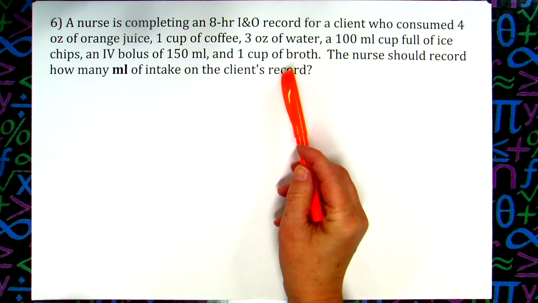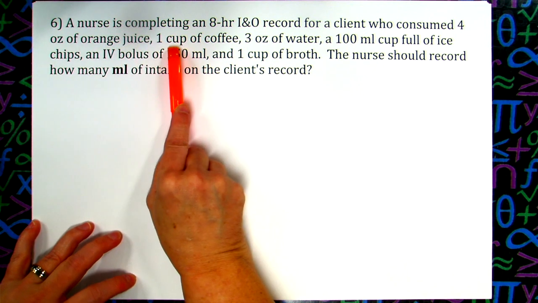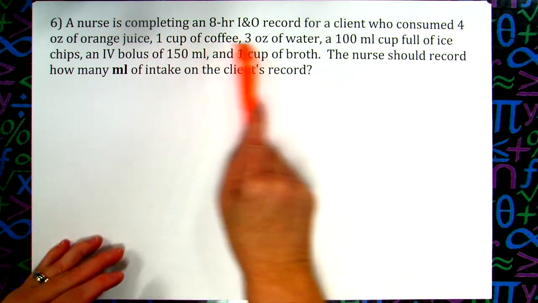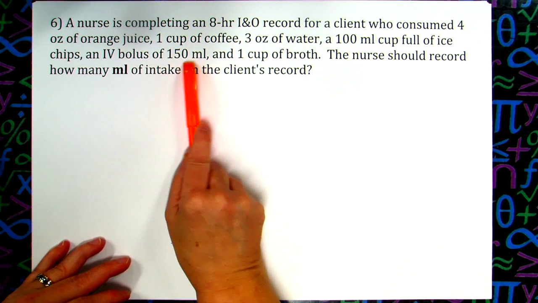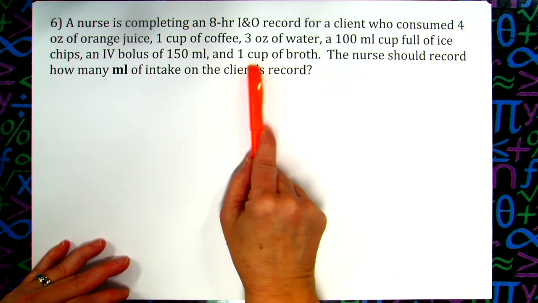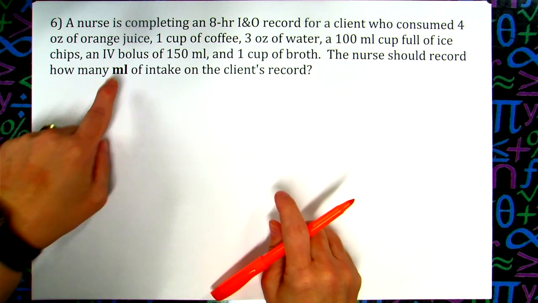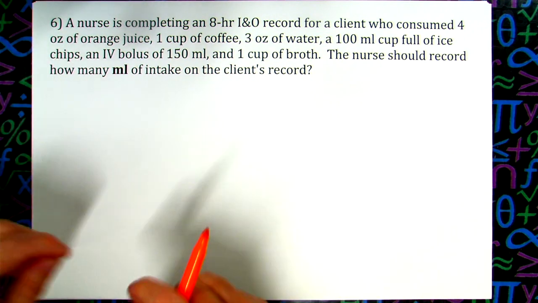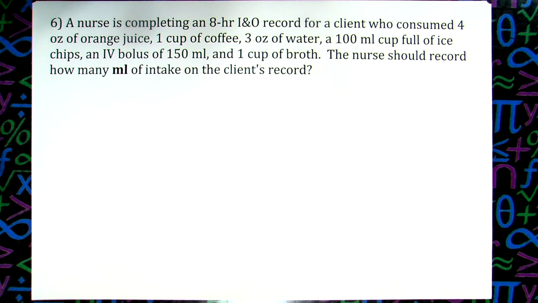Now if you look at what you've got here, you've got ounces of orange juice, you've got a cup, which again is in the same system, so we can convert that to ounces. We've got ounces of water. We also have milliliters of ice, milliliters in the IV, and then back to cups. So what I would do is go through and find all of the ounces, because our answer has to be in milliliters. So we're going to add up all of our ounces, convert our ounces to milliliters, add up how many milliliters are already in the problem, and then we'll have our total here.